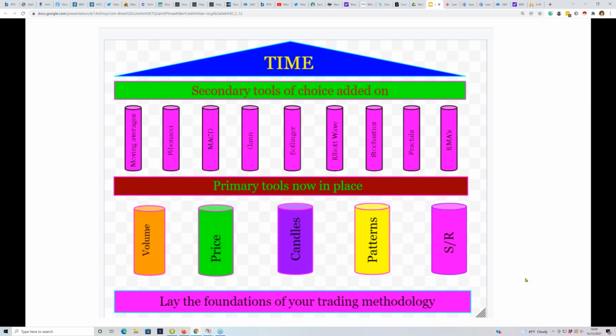And then you put your proprietary indicators on top of that as well. We call them secondary indicators, not because they're second best, it's simply because your primary tools are the ones that you have down here, and you use them, they complement each other. And overarching all that is we've put time. Now here time is not just the time frame that you are looking to trade, but multiple time frames.